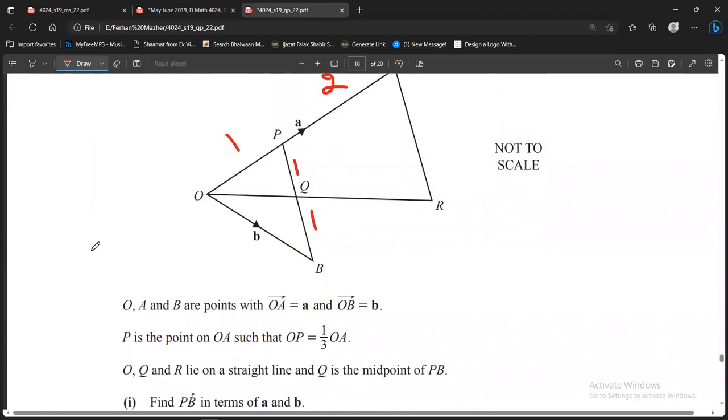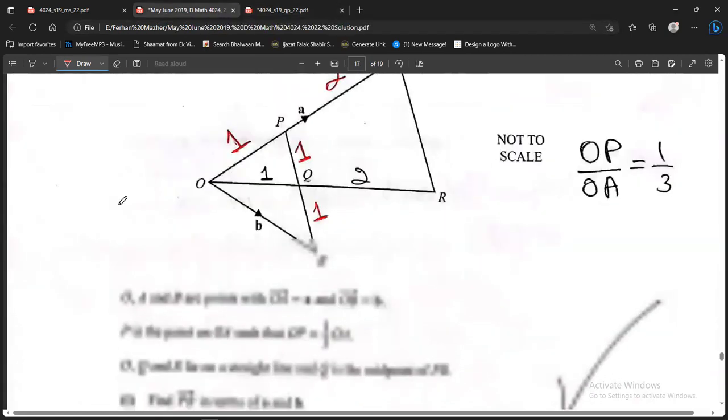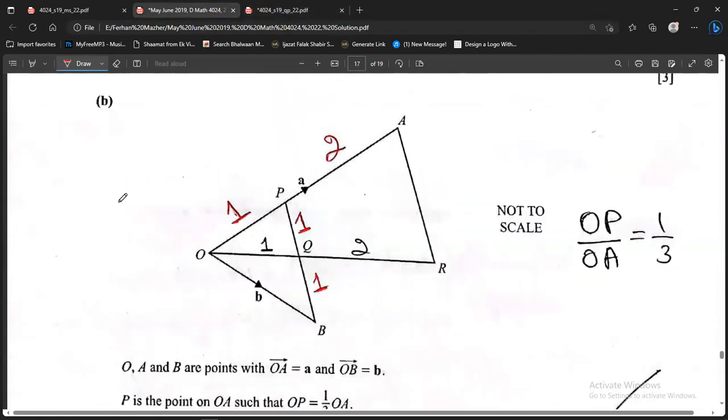Find the PB. If you want to find the PB, first of all, from P go to O, from O go to B. You will get PB, very simple. PO will be 1 by 3 of the AO. Okay, so this is that diagram. Please make that diagram very easy. This ratio is very important. I have written these ratios here.